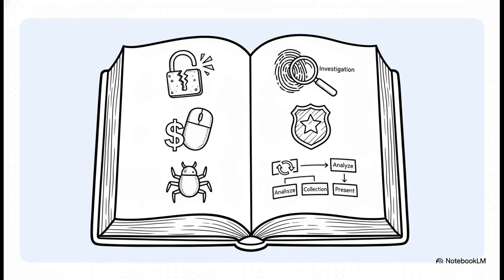So the law here is basically split into two big buckets. You've got substantive law. Think of that as the what. It's the part that actually defines what counts as a crime. You know, illegal access, fraud, that kind of stuff. Then you've got procedural law. That's the how. It's the rule book for how you investigate and prosecute those crimes, like how you collect evidence. And you absolutely need both. They go hand in hand.